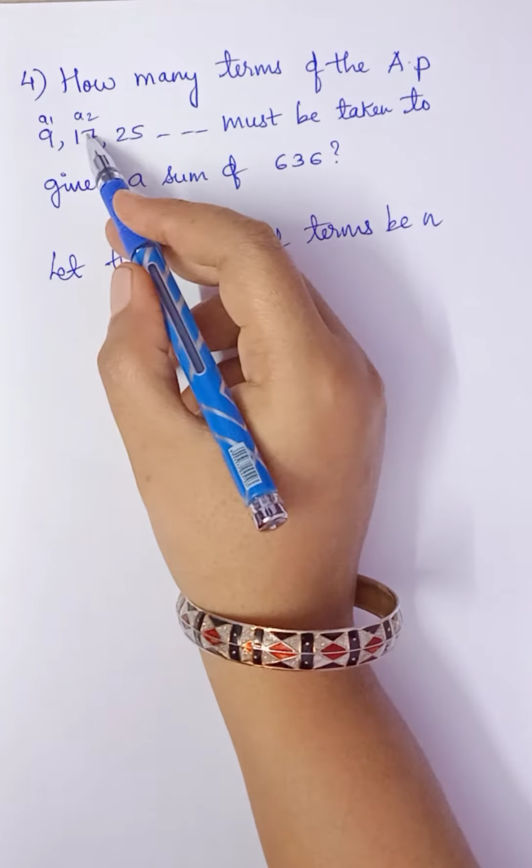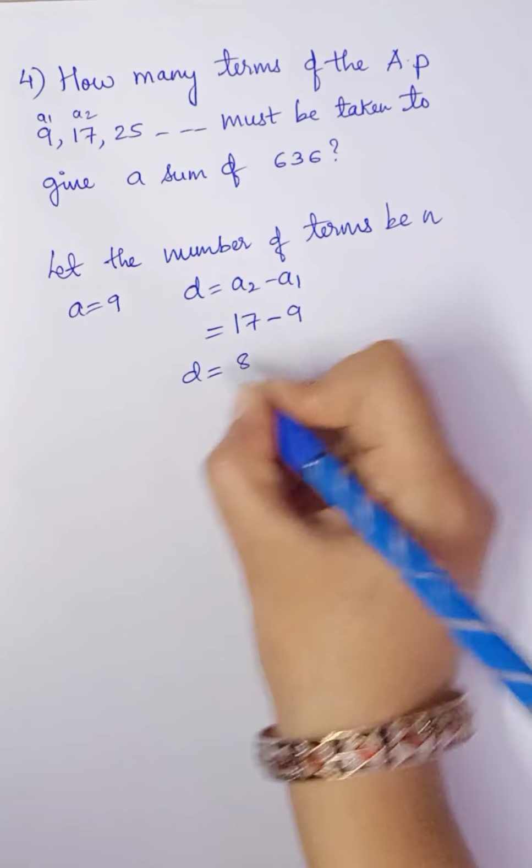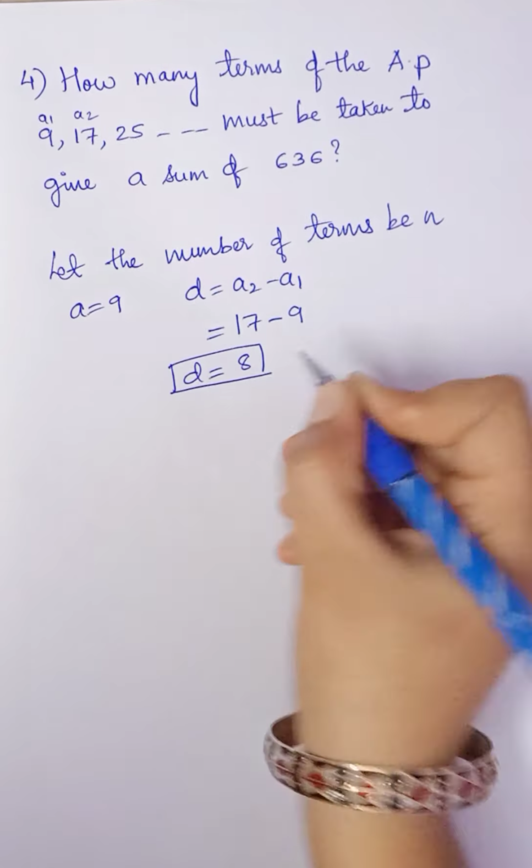How are you going to find the common difference? This also I have told you. d is equal to A2 minus A1. A2 is 17, so 17 minus 9. So what is the value of d? 17 minus 9 is 8. So the common difference is 8.